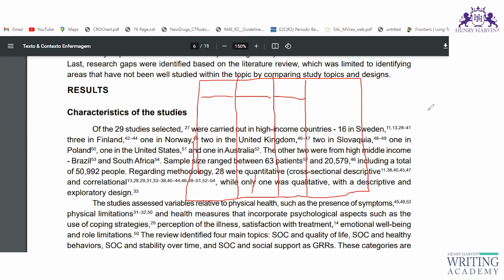Then you can write about the country where the study was done. And then you can write about the sample size, or if the population is different, you can write the population, like male, female and all. Otherwise, you can just write the sample size. Like here, the study was done on 30 individuals. The second study was done on 50 individuals. The third study was done on 15 individuals. So like this, you can write the sample size.